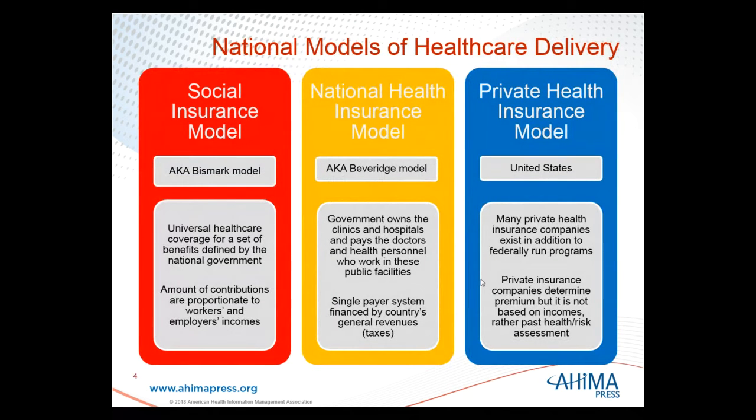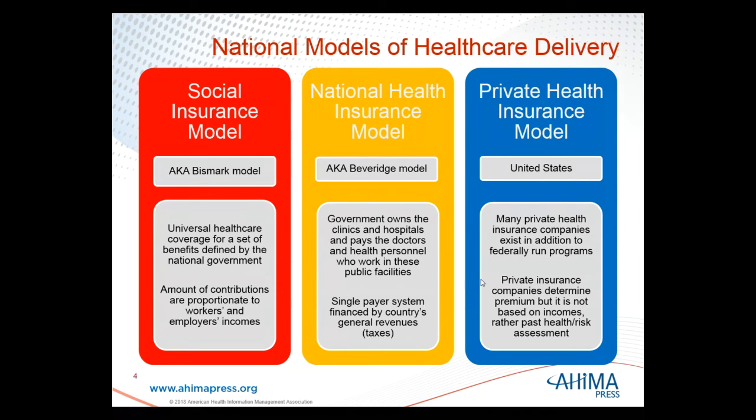Now, we have 3 national models of healthcare delivery, and they vary based on the funding, the number and types of payers that are involved, and then the level of service that is provided. First, we have the social insurance model, which is also known as Bismarck. This is universal healthcare coverage for a set of benefits defined by the national government. The amount of contributions are proportionate to workers' and employers' incomes. So this started in 1883. It is the oldest model, and it was known as the German model. Every worker and employee contributes to a sickness fund, which is a form of Social Security. This is used in France, Japan, and the Netherlands.